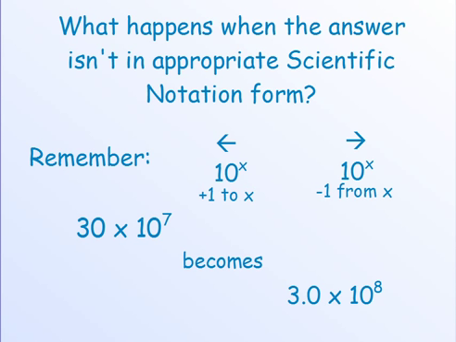This screen is just a reminder of what happens when our answer is not in appropriate scientific notation form. Keep in mind that when you move your decimal to the left, you're adding 1 to your power. When you move the decimal to the right, you're subtracting 1 from the power. That's how we get 30 times 10 to the 7th to become 3 times 10 to the 8th.